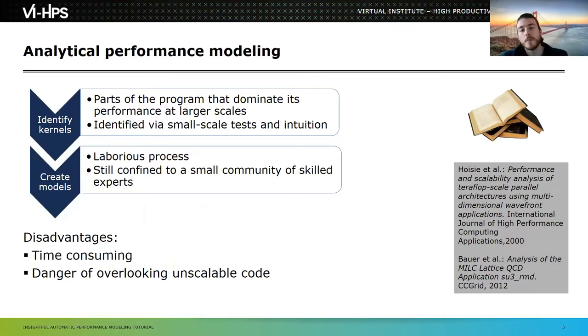That will give you basically an insight into how the program behavior will be at different scales. Of course, there are different approaches to obtain such models. One of them would be analytical performance modeling. You can identify kernels or specific functions of a program that dominate the performance at larger scales. Usually you do that via either small scale tests or the intuition of the developer, if he already has an idea how his code will behave. However, that process is usually quite laborious since it requires manual analysis and the necessary expert knowledge. The general disadvantage of manual analysis is that it's really time consuming and also quite dangerous, as you may overlook some functions or kernels in your code, especially if the code is relatively large and complex.